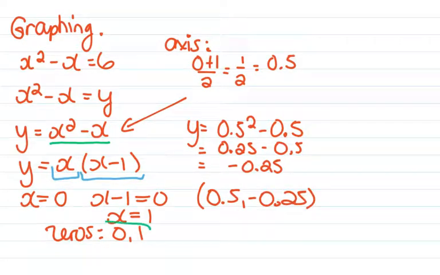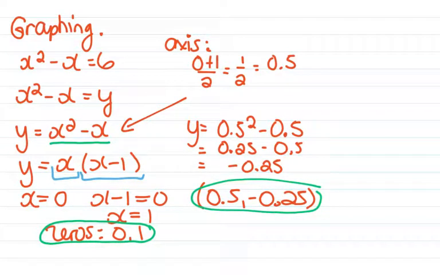Now, using these key features, the vertex and the zeros, I'm going to graph this, and then I'll check where on this line does y equal 6, and those will be the solutions for x. I'm just going to get some graph paper here. So I'll label this 1, 2, 3, 4.